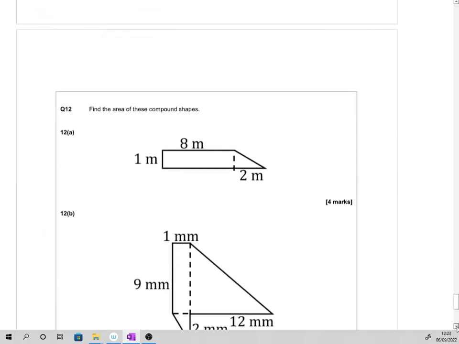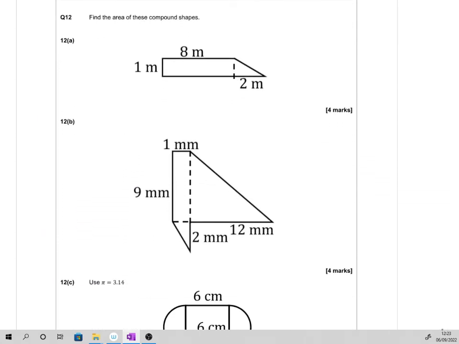Now what have we got? Compound shapes, triangles and thingamajigs. Oh look, there's a pie there. Right, so this one. Let's do this bit first, which is 1 times 8 equals 8. And this one is a half times 2 times 1. That's the height of the triangle. 2 ones are 2. Half of that is 1. So total 8 plus 1 equals 9 meters squared.